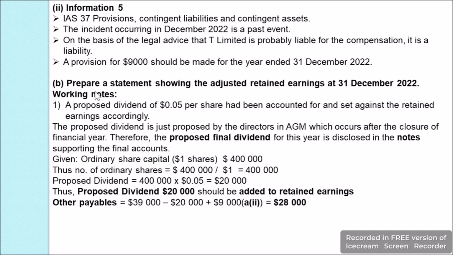In the B bit of the question, we are asked to prepare a statement showing the adjusted retained earnings at 31st December 2022. So we'll start with the working notes and then we will make the statement.